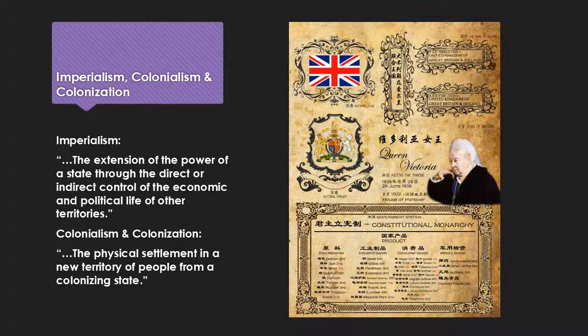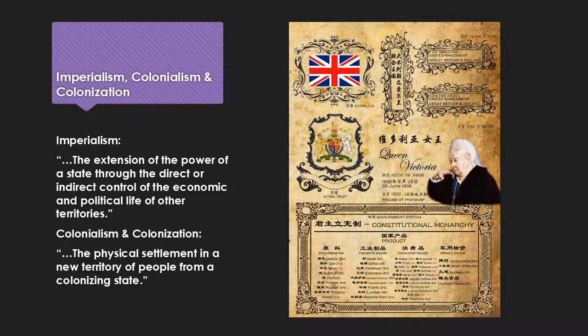That brings us to colonialism and colonization, which is the physical settlement in new territory of people from a colonizing state. So this is the British people coming over to a new state. The United States, for example, was colonized originally. They had colonies of British people that came over. Eventually, as we know, we fought for independence. And this is a very common theme among colonies, that they eventually fight for independence.